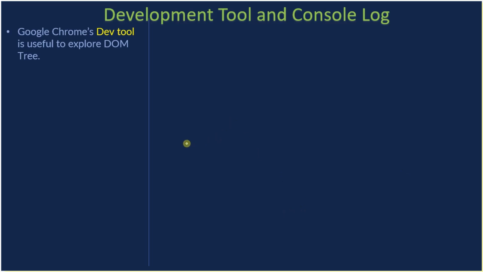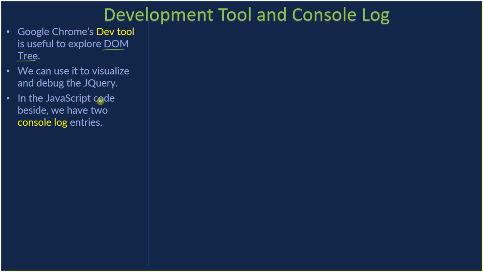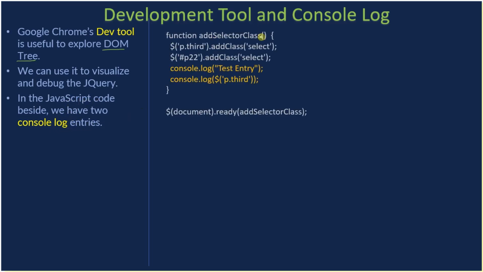So Google Chrome's DevTool is useful to explore the DOM tree. We can use it to visualize and debug the jQuery. In the JavaScript code beside we have two console log entries. So this is the code we wrote in the previous video. Now we are just keeping two statements, and this will place a console log entry.